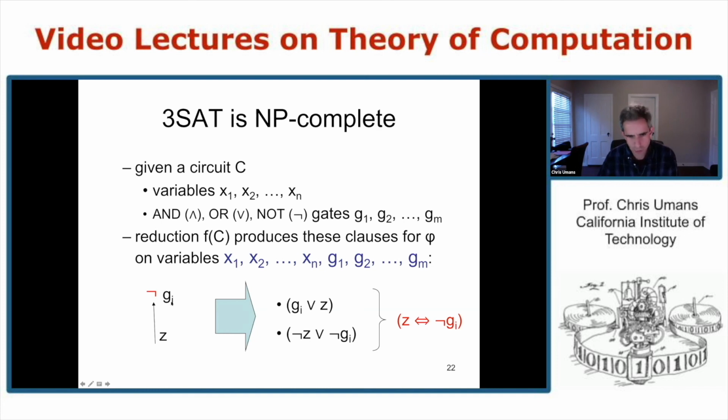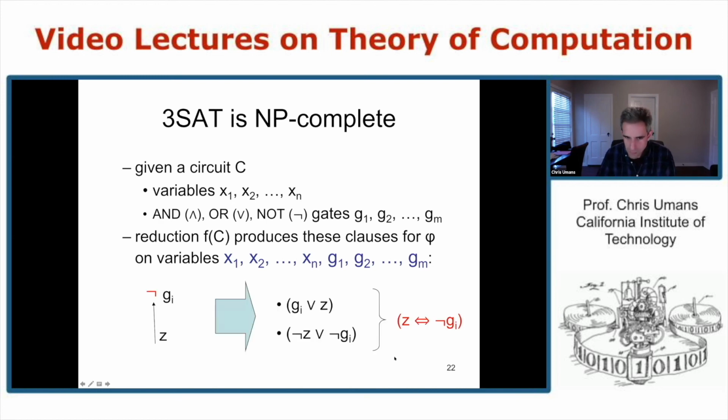Let me tell you what I mean by this picture. The gate is G sub i, it's a negation, so it has one input. That input might come from another gate, or it might be one of the variables x1 through xn. I'm just calling it z in this slide. It could be either of the two things. And whatever it is, we produce from this gate the following pair of clauses: G_i or z, and not z or not G_i.